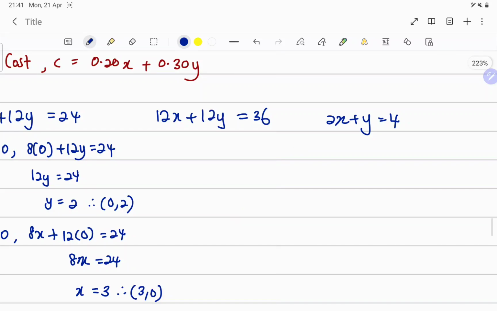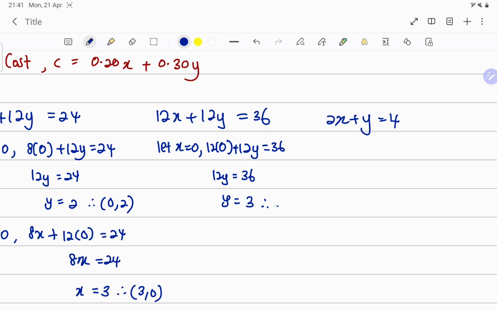So second equation, okay, let x is equal to 0. Then your y will be 36. So 12y equal to 36. Y will be equal to 36 divided by 12. You're going to get equal to 3.